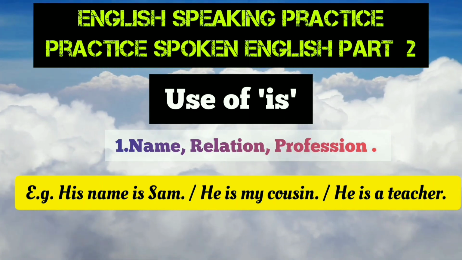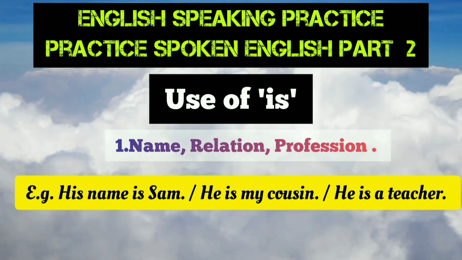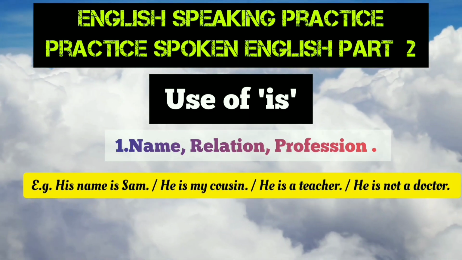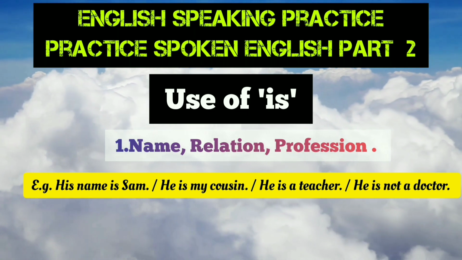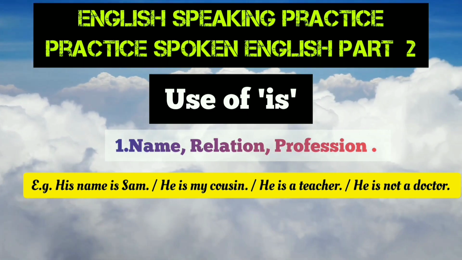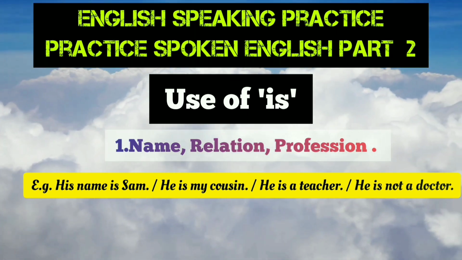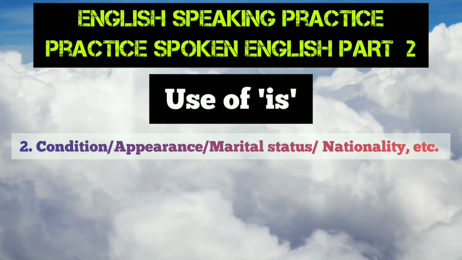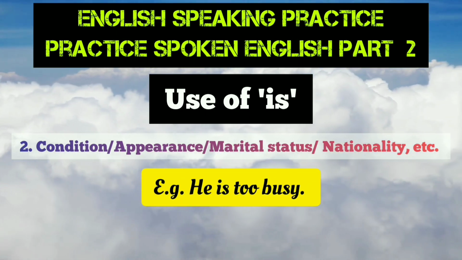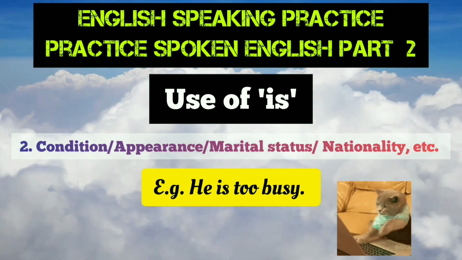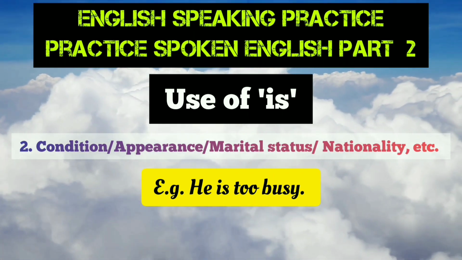Similarly, we can make negative sentences also. As you see the next example, he is not a doctor. This is a negative sentence. Up next, we are also going to see in which other situations we can use is. We can also use is to talk about someone's condition, appearance, marital status. As you see the sentence, he is too busy. So when you're talking about someone's situation, condition, present status, we can use is to describe.